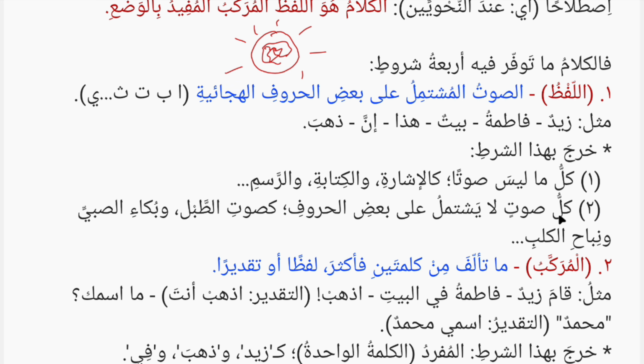Likewise, what's excluded also is kullu sawtin la yashtamilu ala ba'd al-huruf. There are some sounds which we hear, but these sounds don't consist of letters from the Arabic alphabet. So this is also excluded because we said it has to be a sound which consists of some of the huruf al-hijaiyah. So this excludes sounds which do not consist of huruf al-hijaiyah, such as kasawt al-tabl, the beating of drums. This is a sound, but it doesn't consist of huruf al-hijaiyah, so it's not lafz. Therefore, it doesn't come under kalam. This is not considered to be kalam.